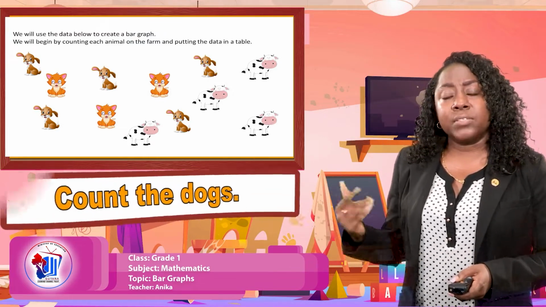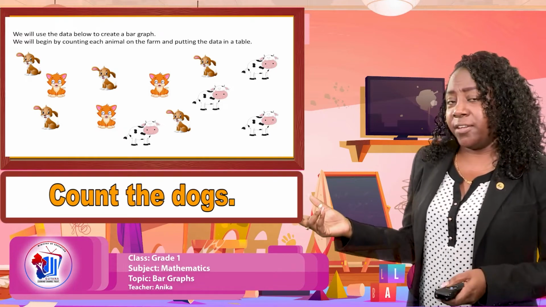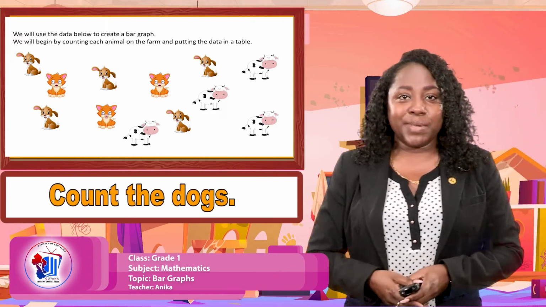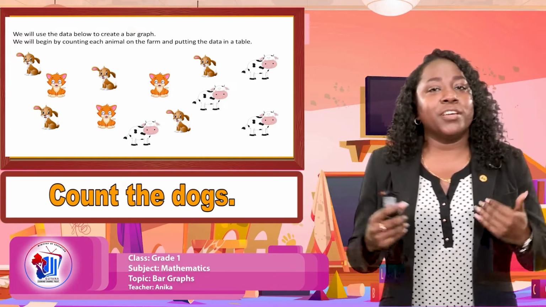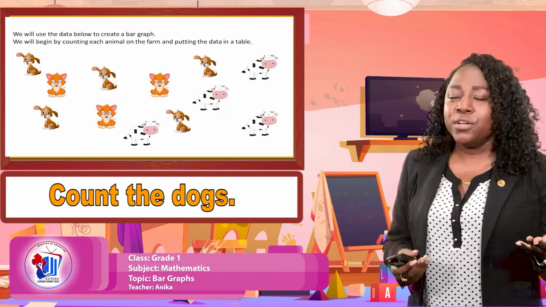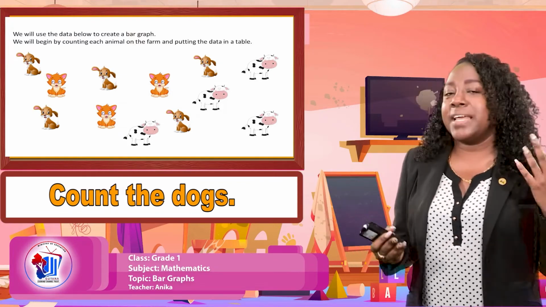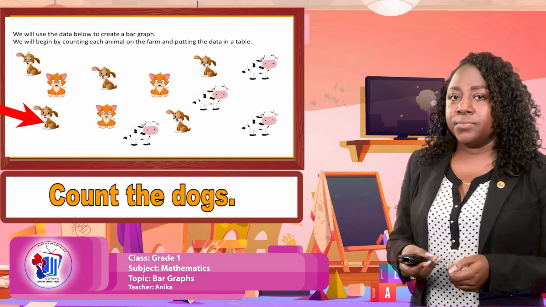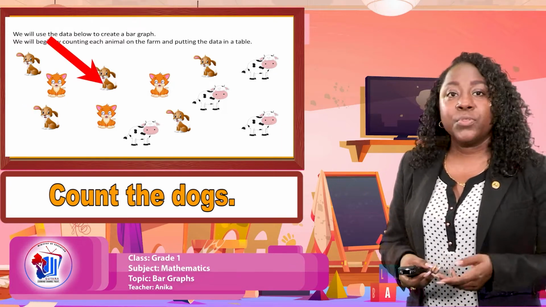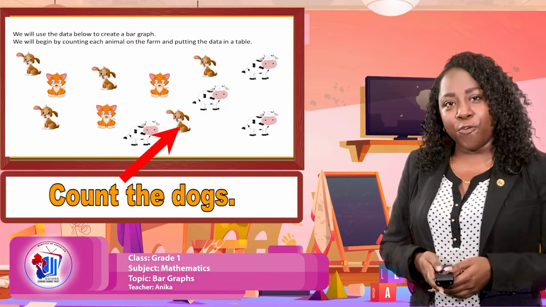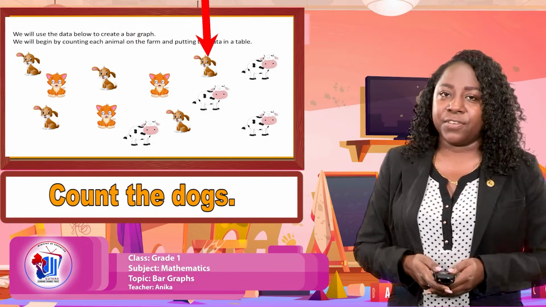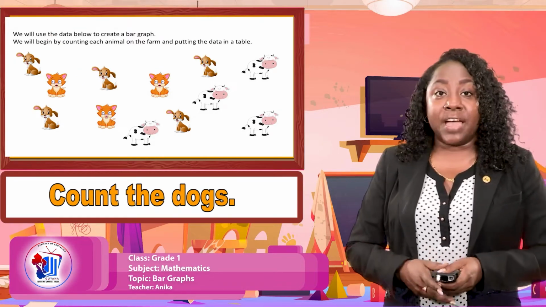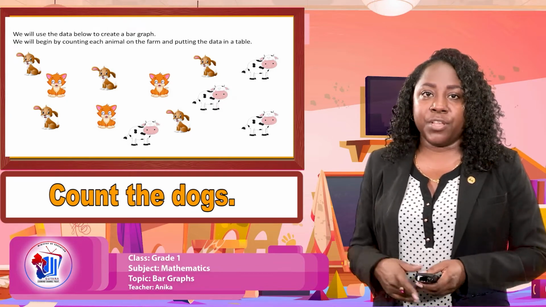First, we can count how many dogs we are seeing. Would you like to count with me? Remember, if you're going to count with me, I need to hear you. So I don't want you to scream at me, but I need to hear your voice. So let's go. 1, 2, 3, 4, 5. So we can see 5 dogs on the screen.